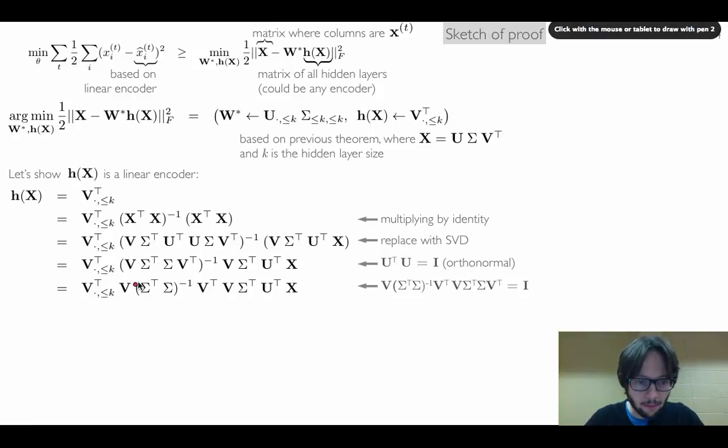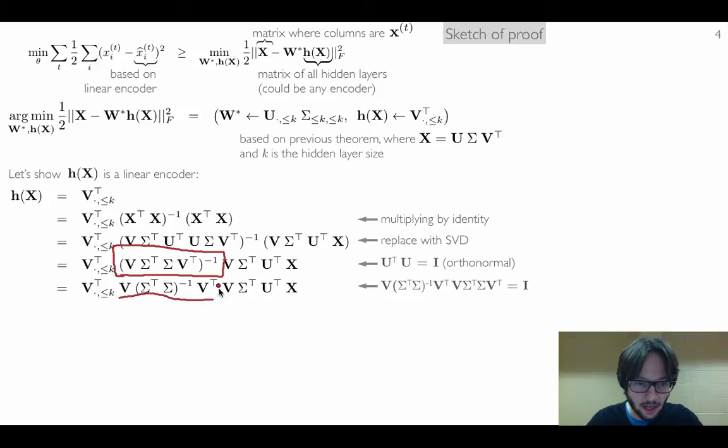Then I'm going to write this inversion here as that. Indeed, if I take this and multiply it by what's within the inversion, this times that is just the identity matrix, because this cancels out with that. This matrix times the inverse of that same matrix is going to be the identity. And then V times V transpose is also going to be the identity. Okay, so I've just rewritten this part into that form instead.